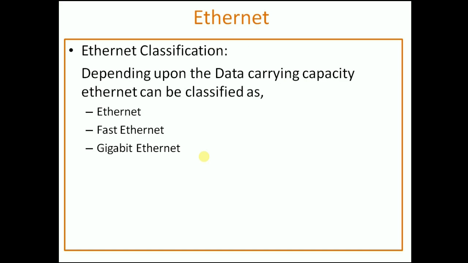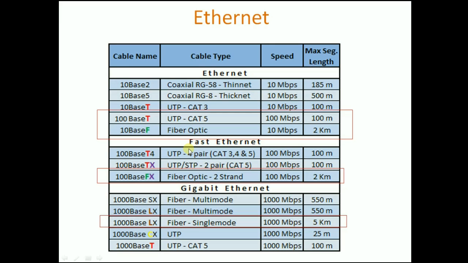So let us consider the categories of Ethernet. Depending upon the data carrying capacity, Ethernet can be classified as Ethernet, Fast Ethernet and Gigabit Ethernet. Ethernet is having the least data carrying capacity. Fast Ethernet is having intermediate data carrying capacity, and Gigabit Ethernet is the fastest Ethernet with highest data carrying capacity. Let us consider few examples of Ethernet cables.